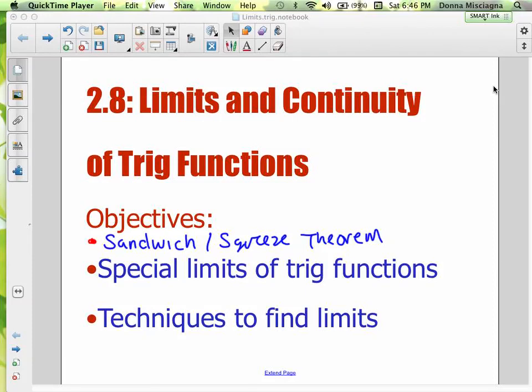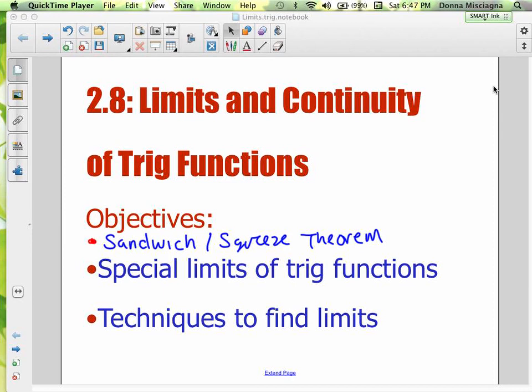In this series of podcasts, we're going to learn how to find the limits of trig functions. Our objectives, I'm going to talk about the bottom two there. We're going to learn some special limits of trig functions, techniques to find limits of trig functions, and we're going to learn another analytic technique, and that's the sandwich squeeze theorem. It's useful for trig functions. It's also useful for other functions as well. Rather than teach it in both analytic and trig functions, I saved this one for trig functions.